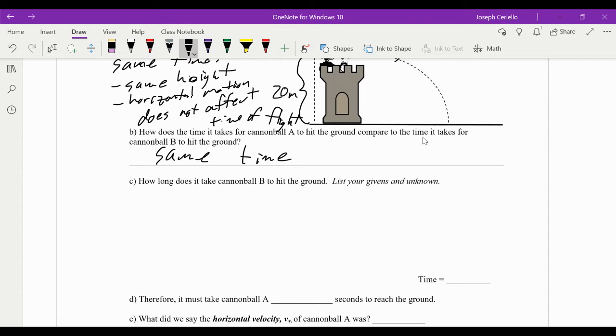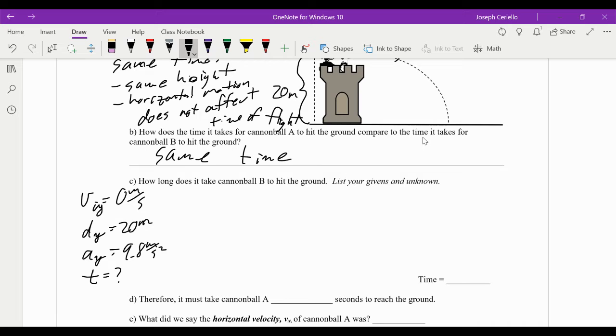Well, let's start with cannonball B. So we know the initial velocity, because it's dropped, is going to be, we'll call it V initial Y. We'll see why a little bit later. So the initial velocity in the Y direction is 0 meters per second. The distance it is falling in the Y direction is 20 meters. And the acceleration in the Y direction is going to be 9.8 meters per second squared. And how long does it take, time t?